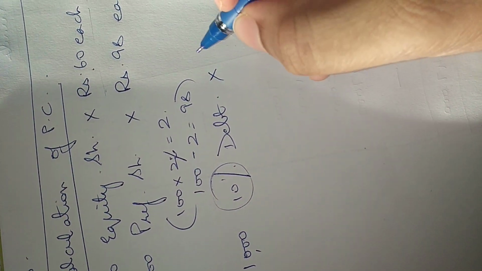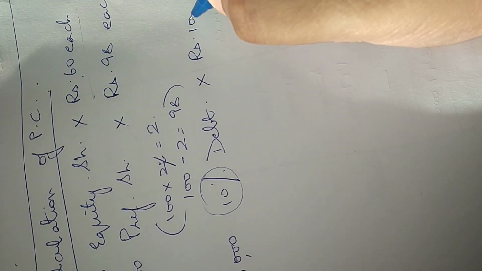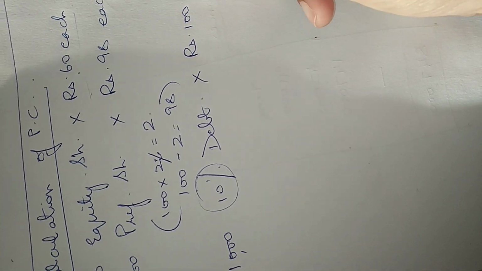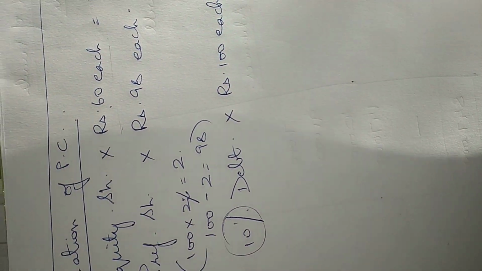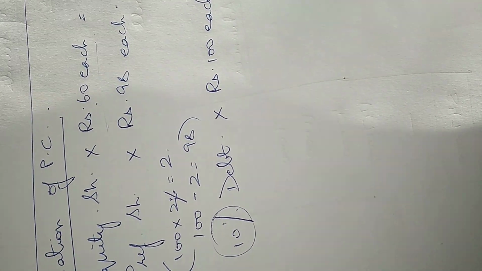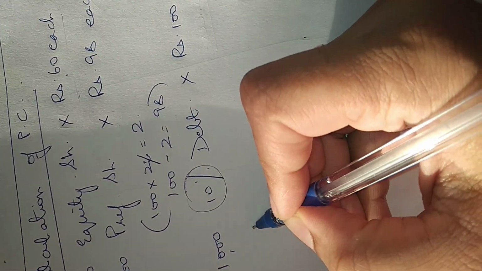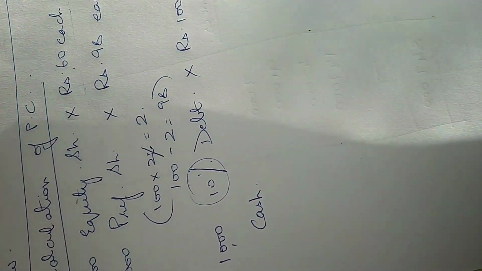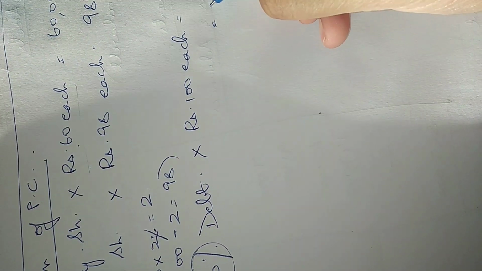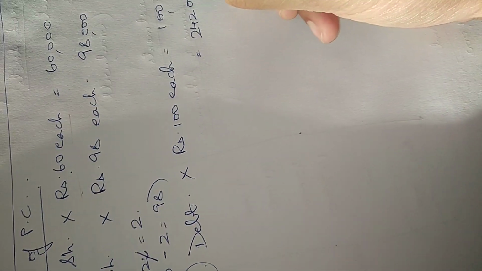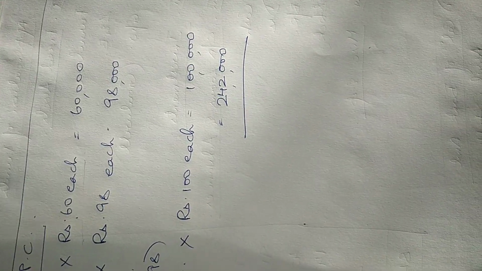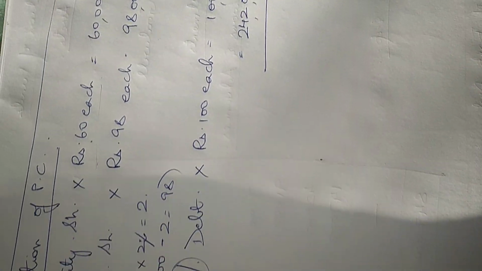10,000 debentures of rupees 100 each at par. That means no less, no more money, same price. So this is equal to 1 lakh. Then you also have cash. Cash will be taken as bank, remember, which is equal to 2,42,000. So when you total this up, you will get your total purchase consideration.